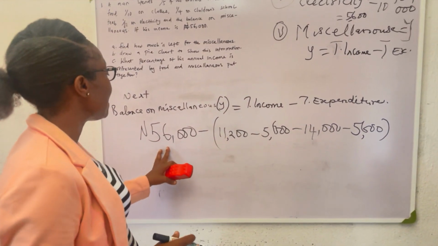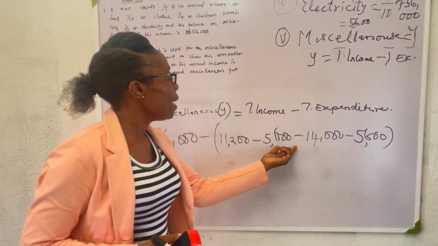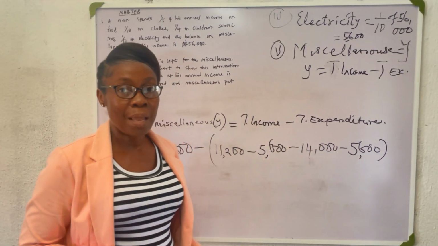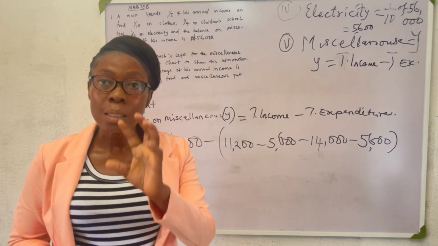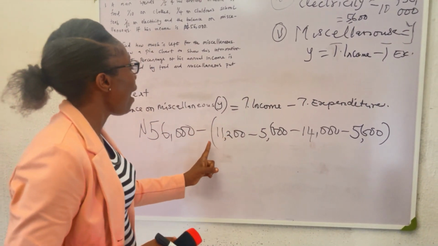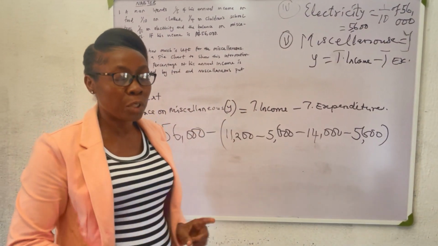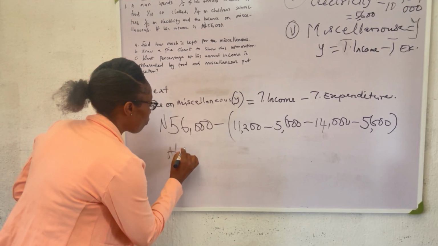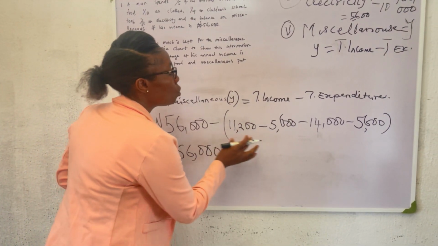So this is the total income. Now these are the expenditures. I added all these minus signs because you are going to continue subtracting the total expenditures from the total income. When you have minus, please add but retain the minus sign. So that takes us to total income minus total expenditure.